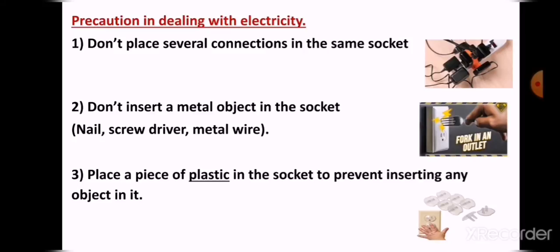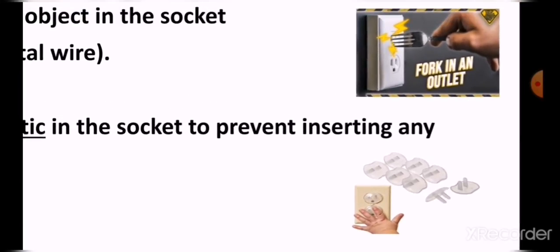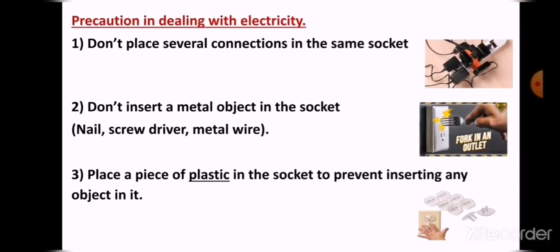Number two, don't insert a metal object in the socket, like a fork, a nail, a screwdriver, or any metal wire. Number three, place a piece of plastic in the socket, like this picture. You have to place a piece of plastic in the socket to prevent anyone from inserting any object in the socket.